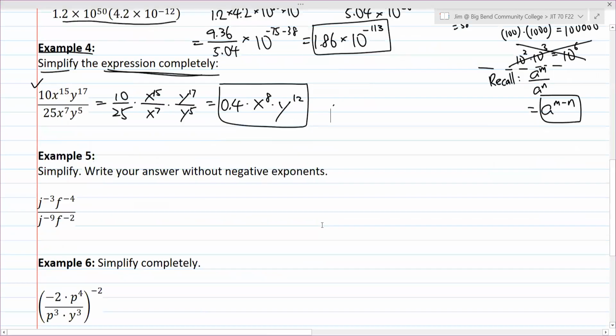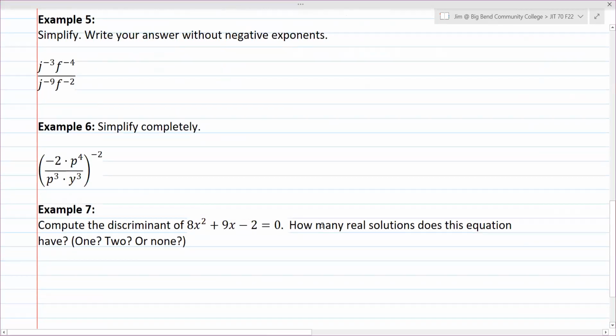All right, example 5, let's keep practicing. If you have something tricky like that, keep in mind that the like terms can be separated. j to the negative 3 times f to the negative 4 over j to the negative 9 times f to the negative 2. All right, so first of all, work on the j terms and then work on the f terms separately.